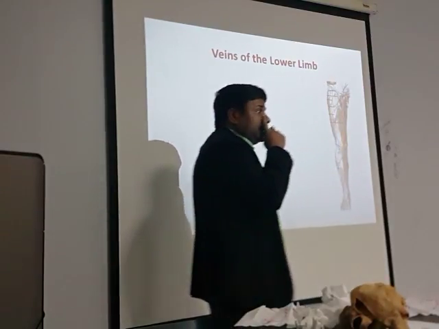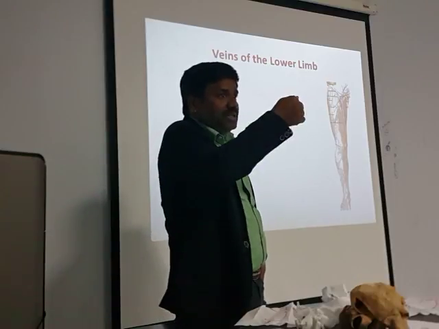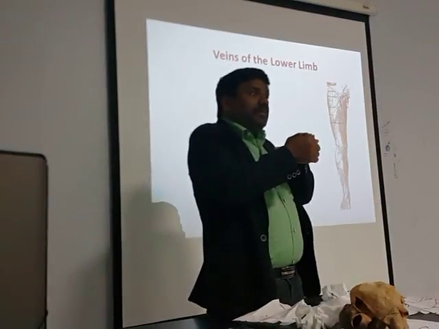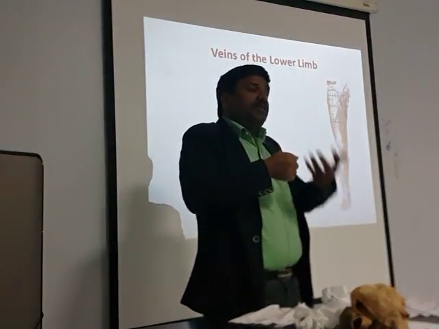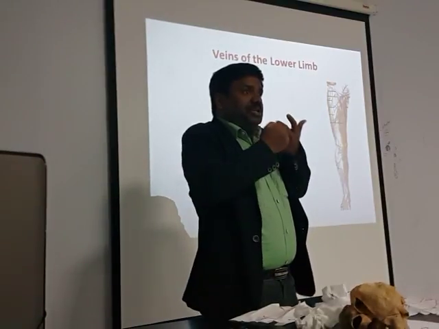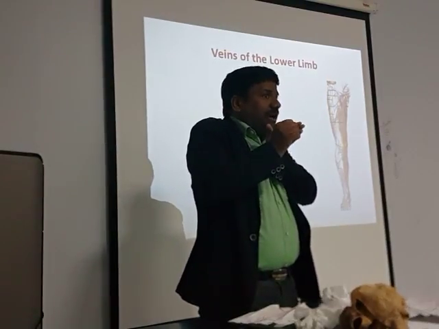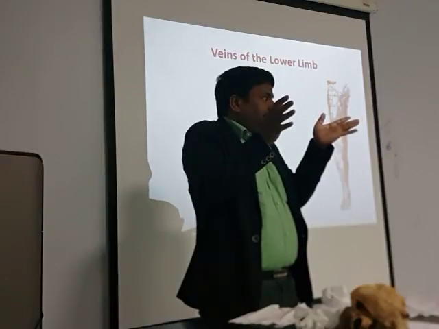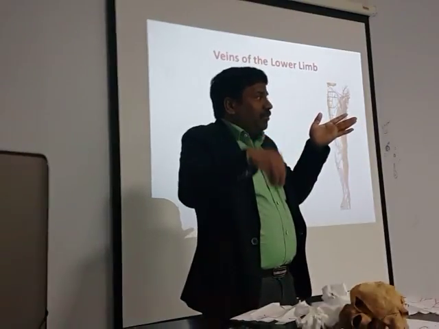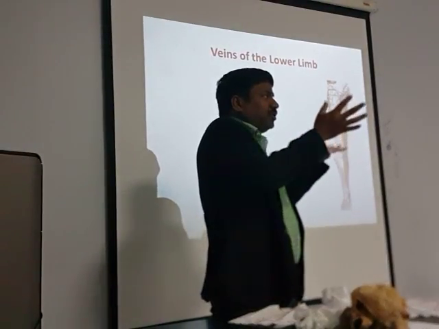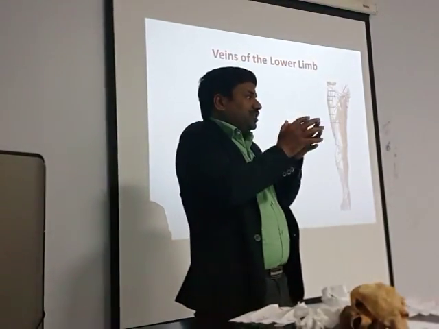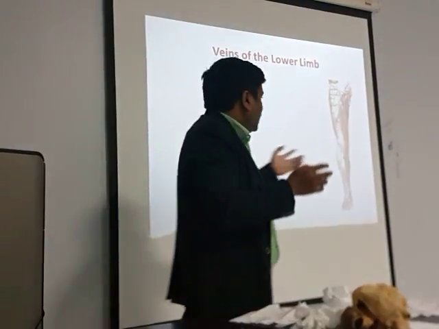So when deep vein thrombosis is there, blood from the deep veins will not be moving up, so it builds up the pressure. Then the valves are damaged in the perforating veins, so blood moves from the deep veins to the superficial veins. With more blood in the superficial veins, they become tortuous. They become big, varicose.